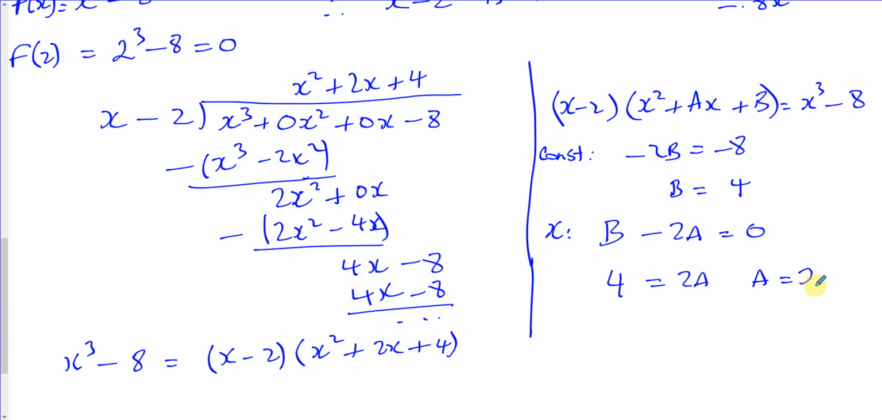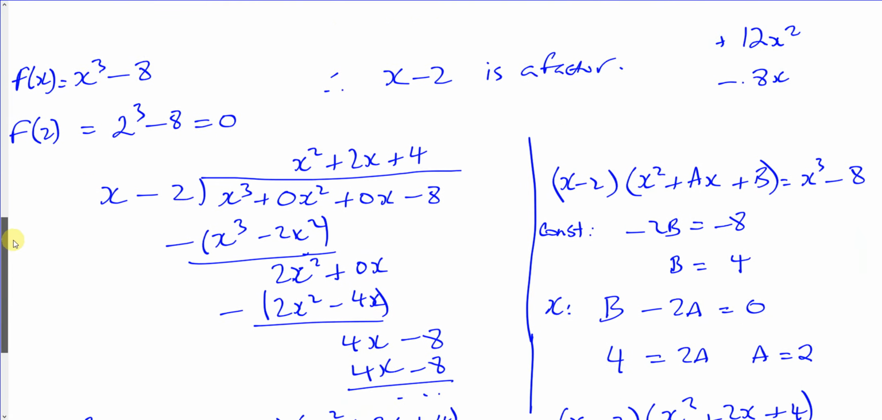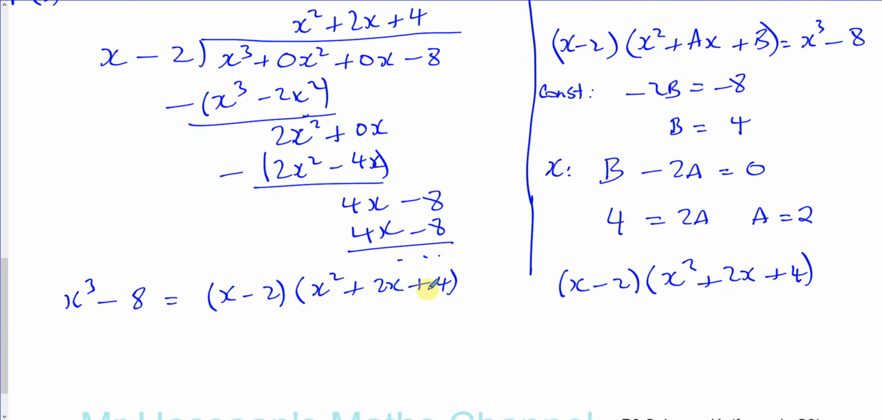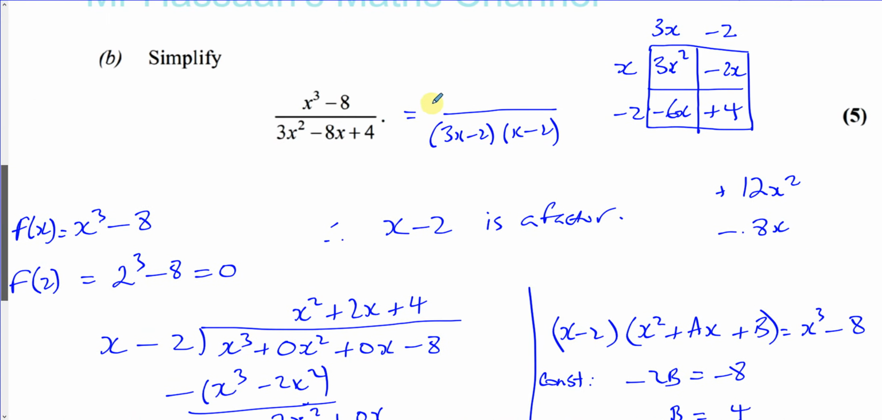So we can say that x minus 2 times x squared plus 2x plus 4. Exactly the same answer we got in two different ways. Can I factorize this any further? Two numbers multiplied to give you 4 and add to give you 2? No, you can't. So we can stop: x minus 2 times x squared plus 2x plus 4. Okay, now we can continue down here.